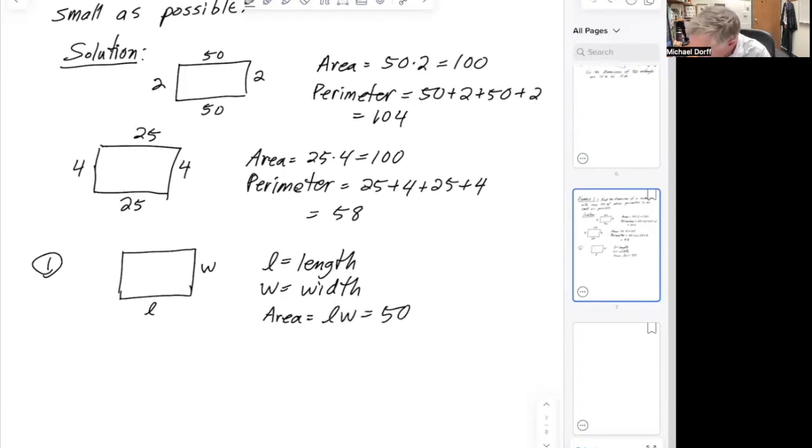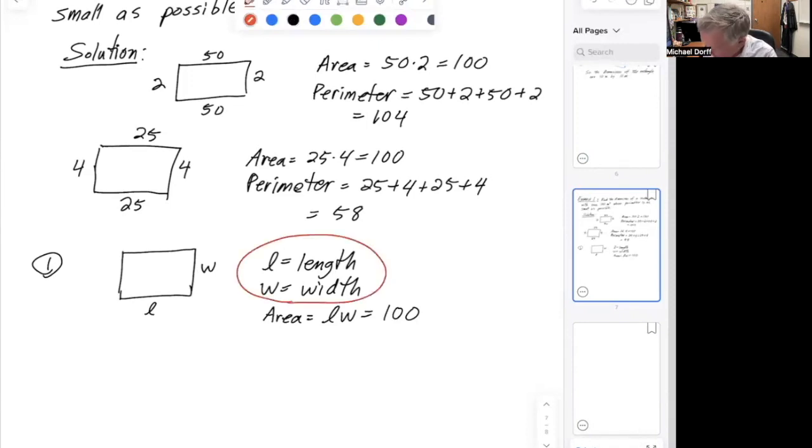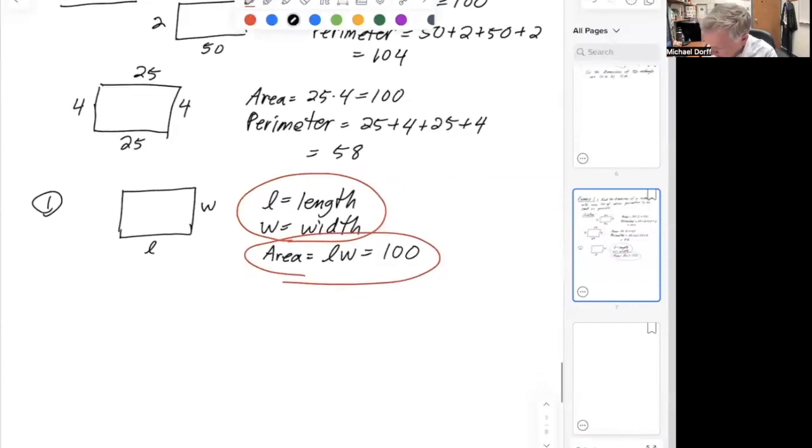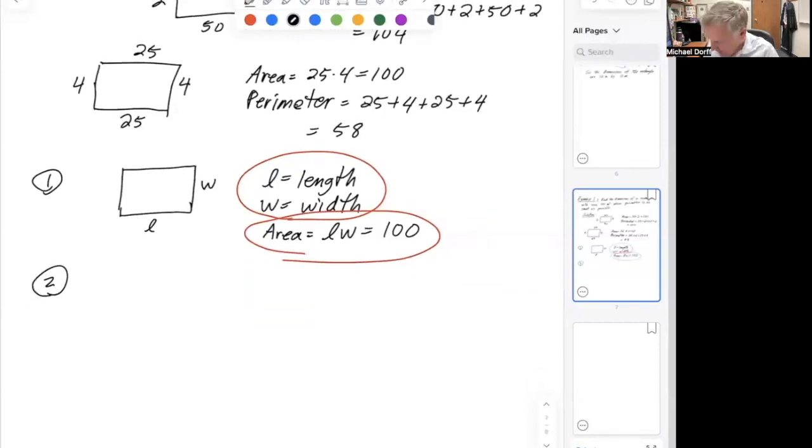Oops, let me redo that. There, that's supposed to be 100. Okay, so this is the pertinent information we have right now. L and W are defined, and I've got the area, L times W, equals 100. All right, then in part 2, what do we want to minimize or maximize? We want to minimize, or make as small as possible, the perimeter.